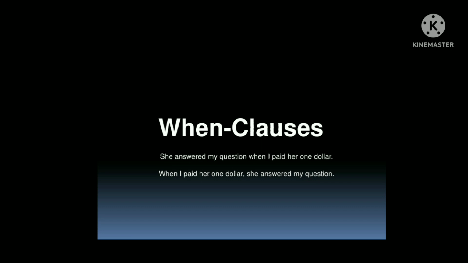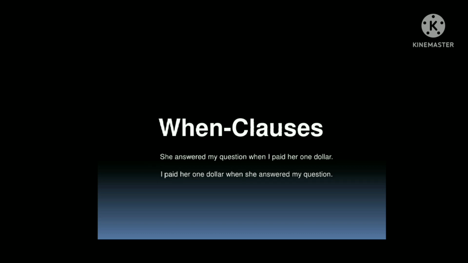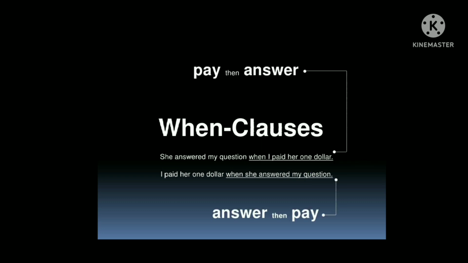Now the when clause can be taken at the end of the sentence and at the beginning of the sentence. Here, in the first sentence, when has been put with answer, that I paid her $1, and in the second sentence with the pay, means firstly I paid then she answered me. Means in the first sentence we have that when we pay her then she answers. In the second sentence, when we answer then we pay.